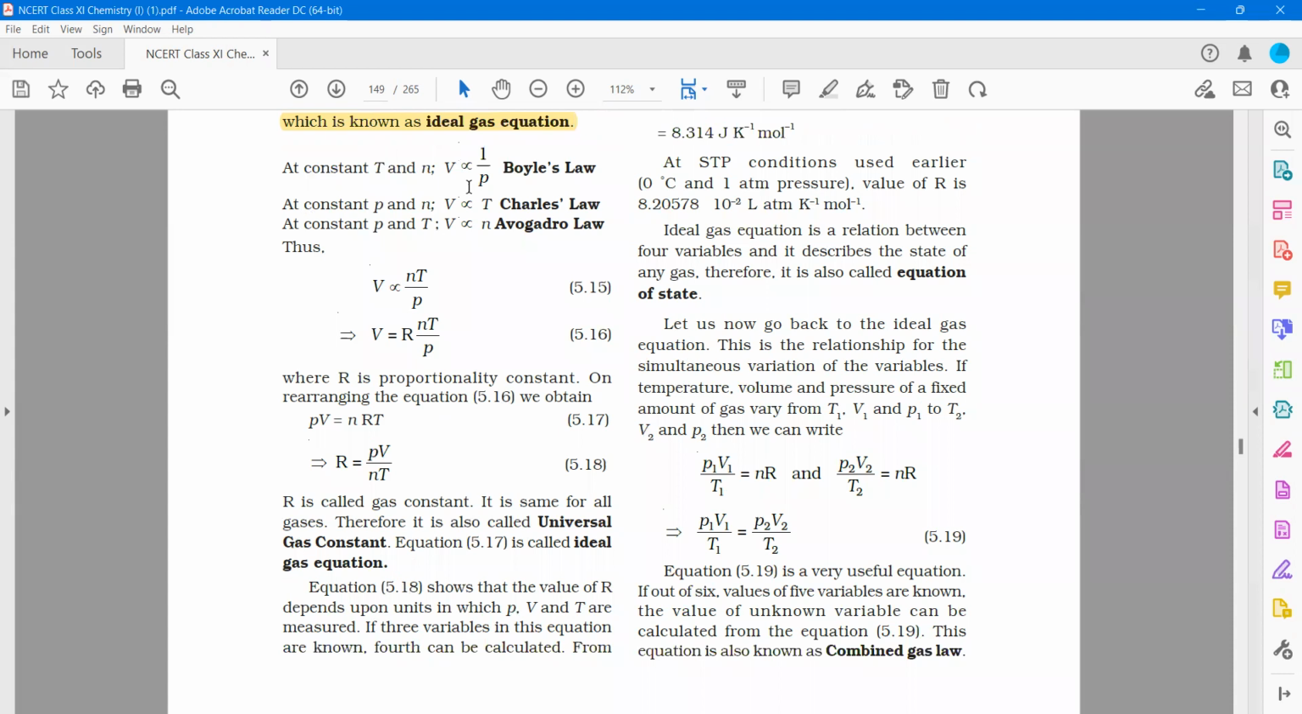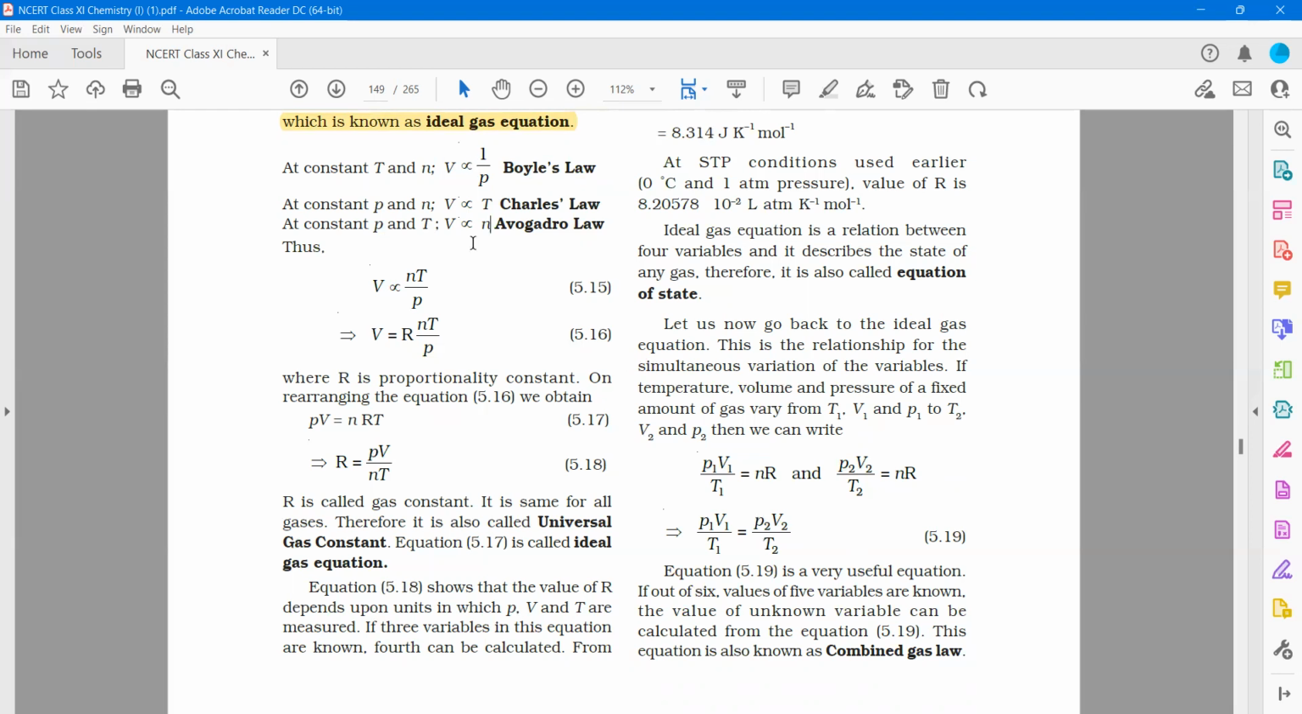We know that Boyle's law was at constant temperature, so volume was inversely proportional to pressure. Charles' law was at constant pressure, where volume was directly proportional to temperature. Avogadro's law was at constant temperature and pressure, and V was directly proportional to n. So here you can see that in all the three laws, on the left side we have V, and on the right-hand side there are different variables.